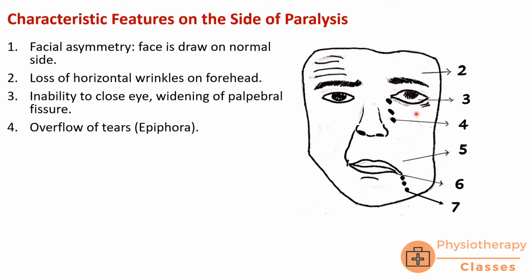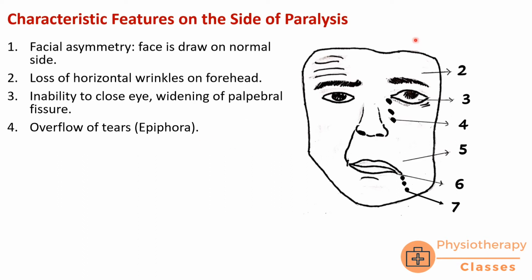Next is overflow of tears, which is known as Epiphora. Now the lacrimal fluid has to go from the lateral side of the conjunctival sac to the medial side, and when you blink, what happens? This lacrimal fluid enters into the nasolacrimal duct. So when you lose the control of the muscles which help in blinking, the tears are going to overflow, and this condition is known as Epiphora.